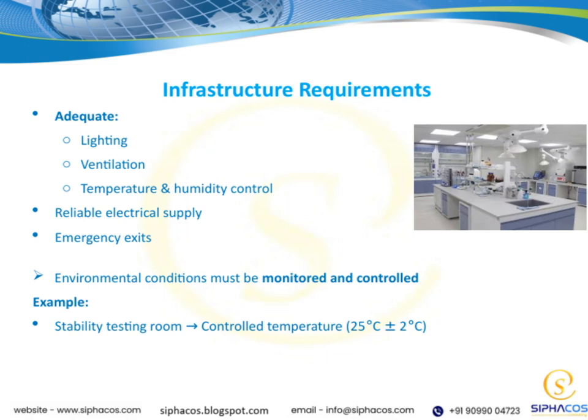Additionally, environmental conditions need continuous monitoring and control to prevent deviations that could affect product quality. For example, in a stability testing room, maintaining controlled temperature and humidity levels is essential. This ensures the environment remains within specified parameters, supporting valid and reproducible testing outcomes. Overall, these infrastructure elements are the backbone of quality assurance in our operations, helping us meet regulatory standards and ensure the safety and efficacy of our products.